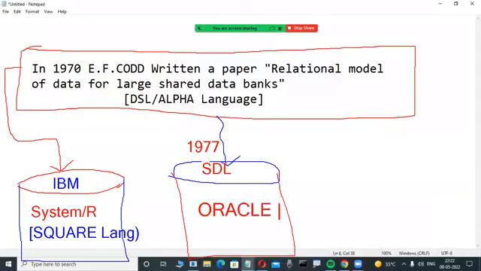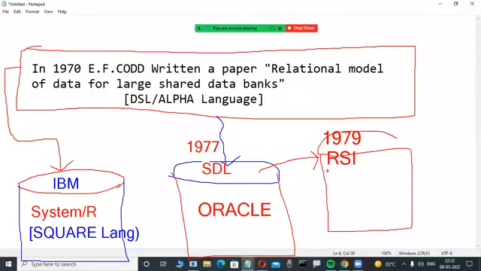But in 1979 they changed the SDL name into RSI. Don't write it down. They changed the company name into Relational Software Incorporation, RSI. In this RSI company also, which product is there? Oracle only. They introduced it in the same company, and then they changed the name.